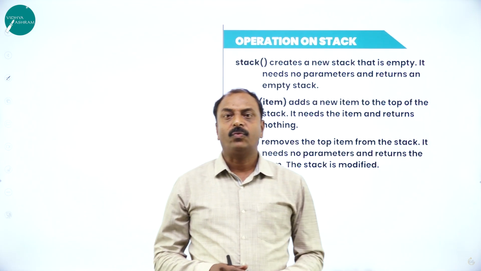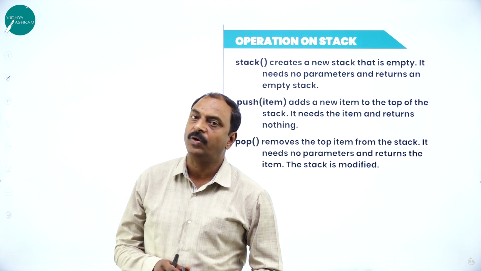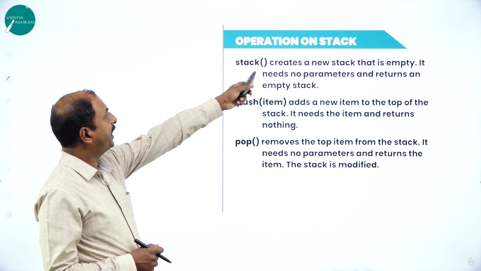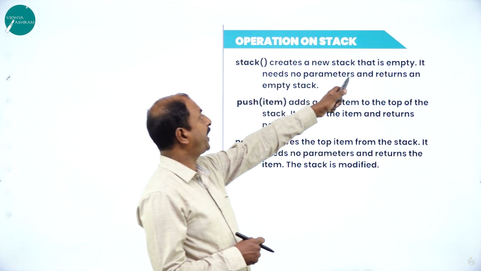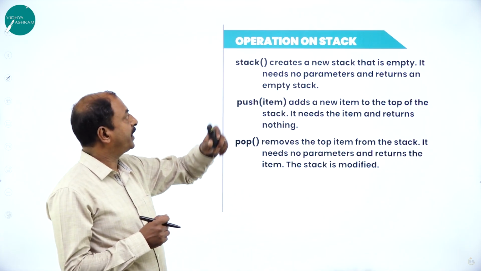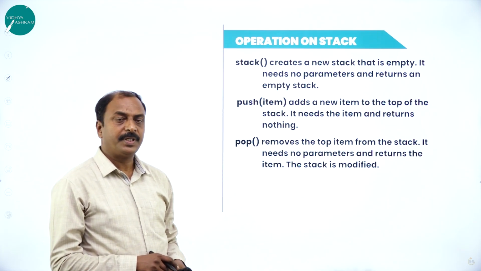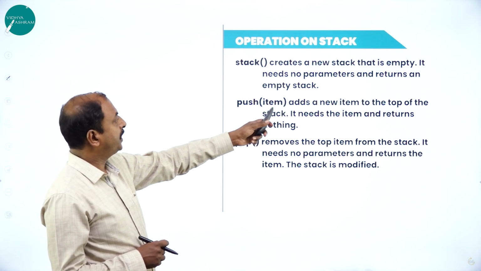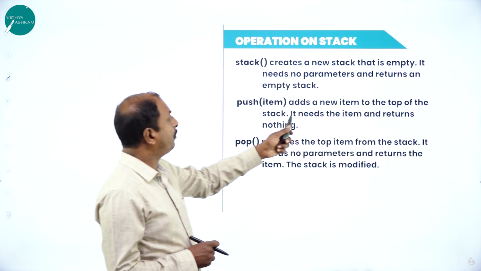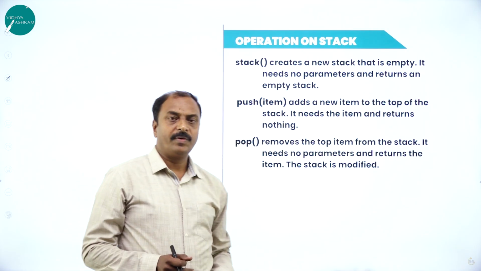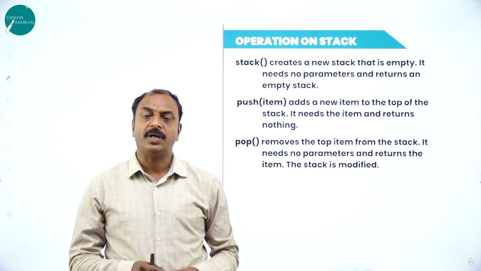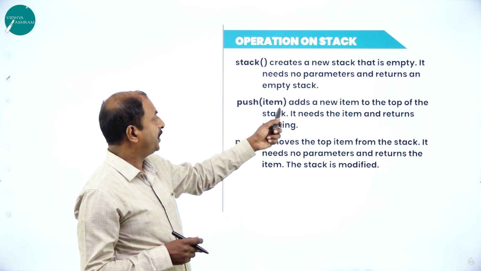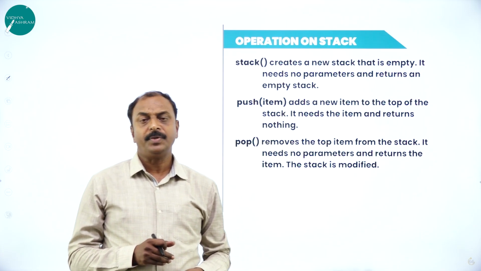Now let us see what operations can be performed on a stack. The first operation is stack, a function. It creates a new, empty stack. Next is push(item). It adds a new data item to the top of the stack, because insertion always takes place at the pointer top. So push item is an operation where you add a new item into a stack at the pointer top.